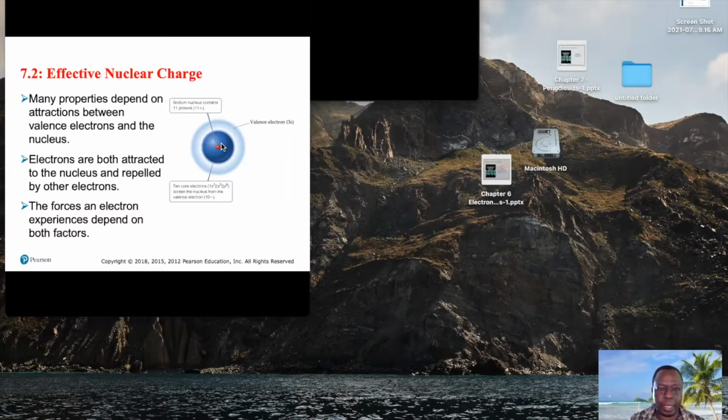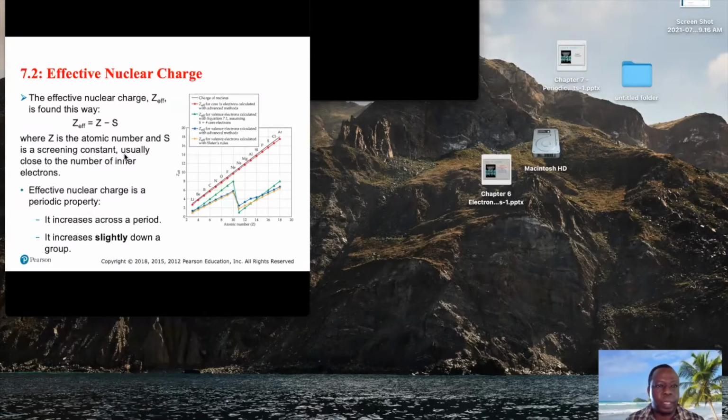So I want you to understand that there are two types of electrons here now. For any other atom, not only sodium, we have what we call the inner electrons, or the core. Core electrons are the 10 electrons being referred to here. But the valence electrons now is what we are basing on in calculating the Z effective. The forces an electron experiences depend on those two.